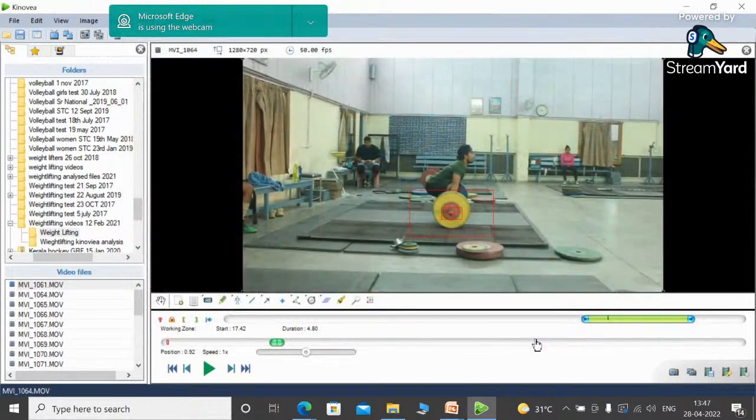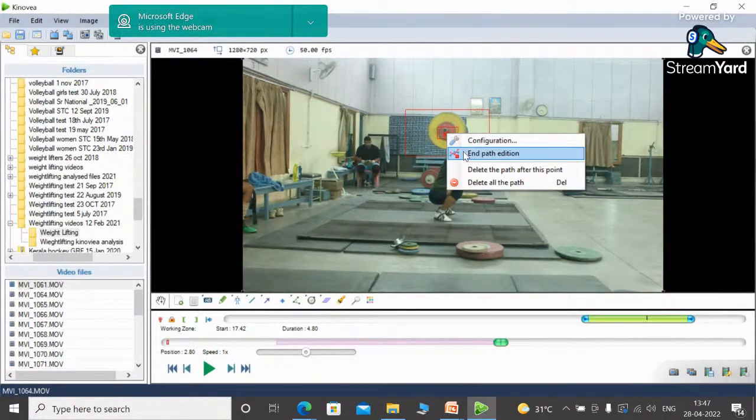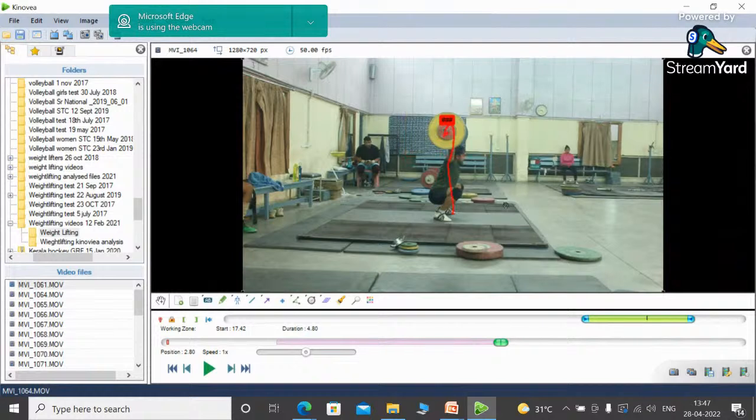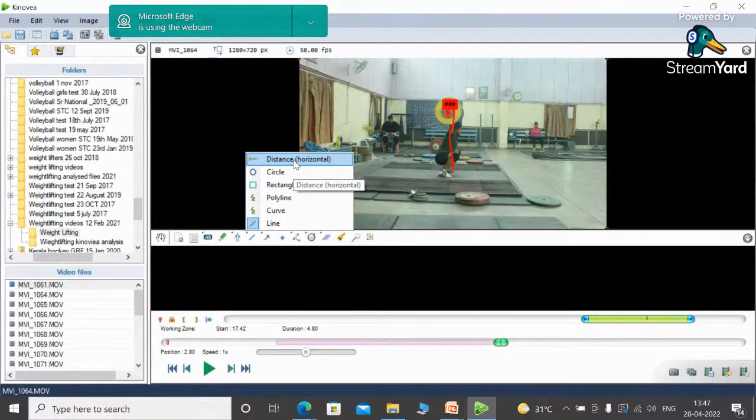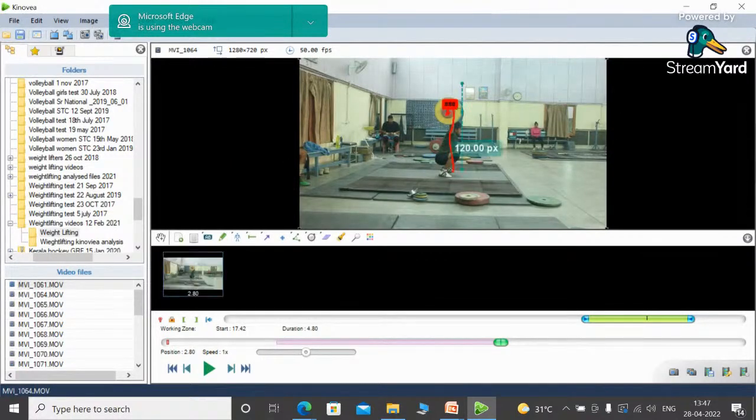Okay, then frame by frame you can see it is moving, and whenever it ends, suppose it ends here, I will just end path edition. Okay, so this is the barbell trajectory, and you can draw a vertical line here. If you want some reference point, you can place the line here. Again it is coming in pixels because I have not calibrated.